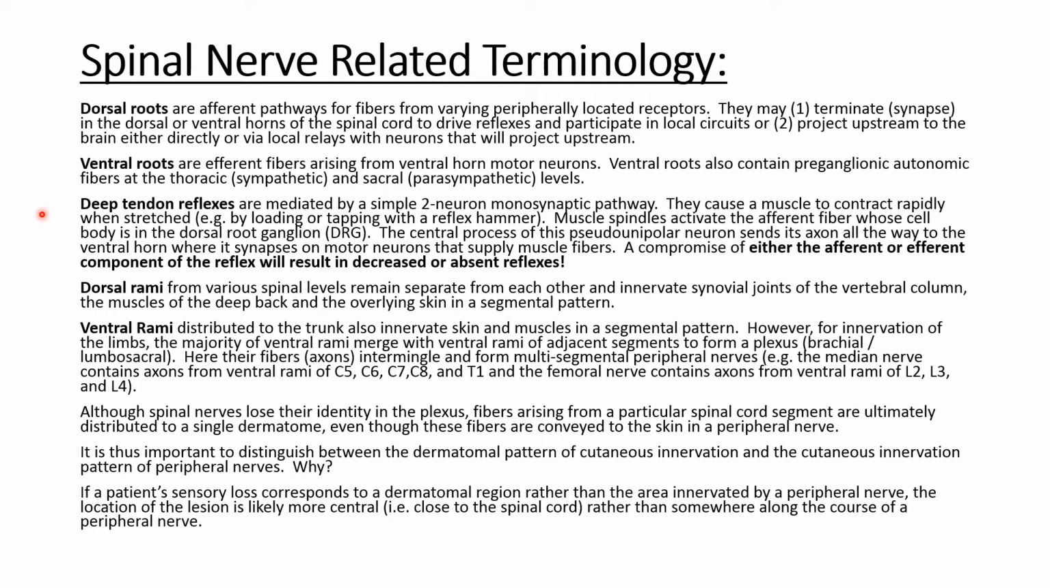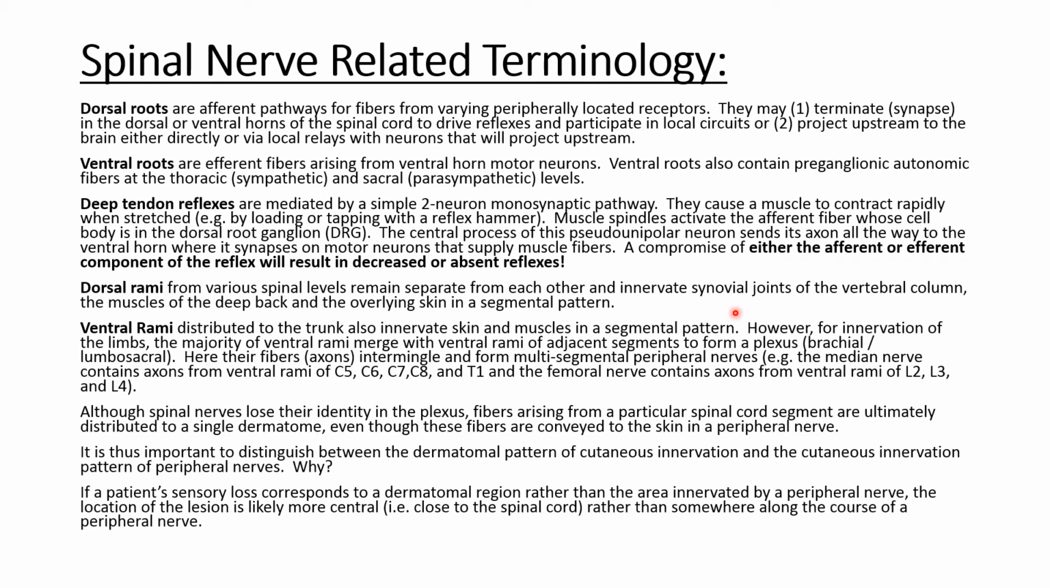The deep tendon reflexes are two-neuron monosynaptic pathways in which a stretch reflex is activated when the muscle is stretched to activate a sensory fiber, which automatically activates a motor fiber to the very same muscle to produce contraction of that muscle. Damage to either the afferent or the efferent pathway will result in decreased or absent reflexes. If the damage is to the afferent pathway, there'll be a loss of reflex, but also a loss of sensory information. If there's damage to the efferent component, there'll be a loss of the reflex, but also weakness in that particular muscle group.